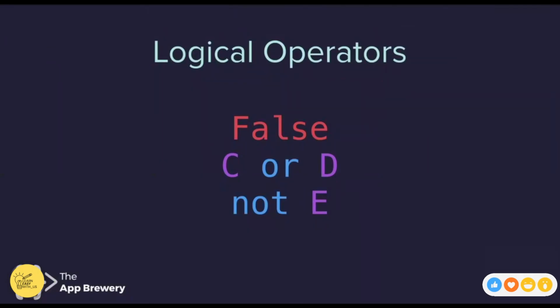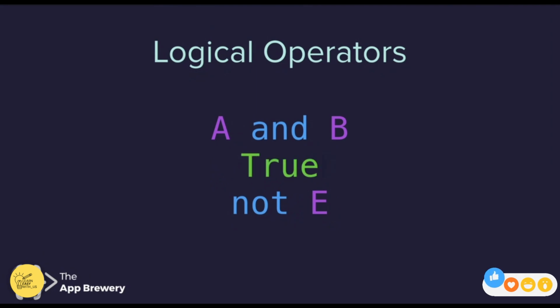Now, if you only needed one of the conditions to be true, then you could use the OR operator instead. So if C or D were true, or if they're both true, then it will evaluate to true. It's only when both C and D are false does this statement actually become false. Now the final one is the not operator. And all that this does is it basically reverses a condition. So if the condition is false, then it becomes true. If it's true, then it becomes false.